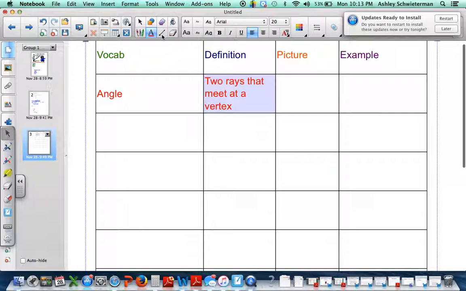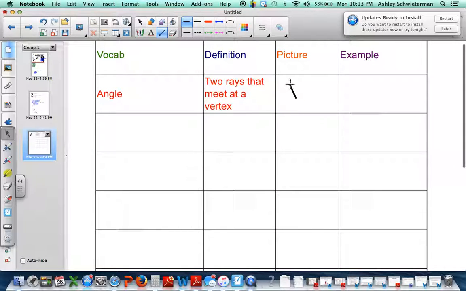So here's a picture, 2 rays that meet at a vertex. So here's your ray, here's another ray, and they meet at a point. And you can't tell that there's an arrow that is actually extending. There we go. And the vertex is a point that they have in common.